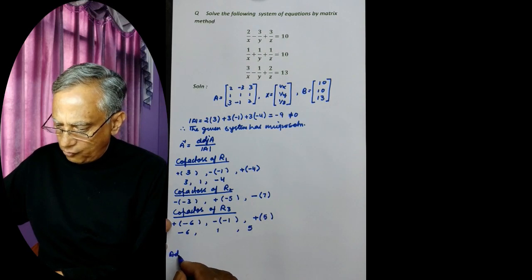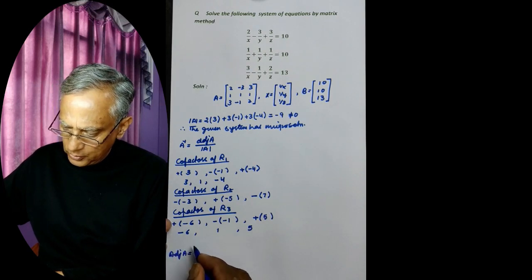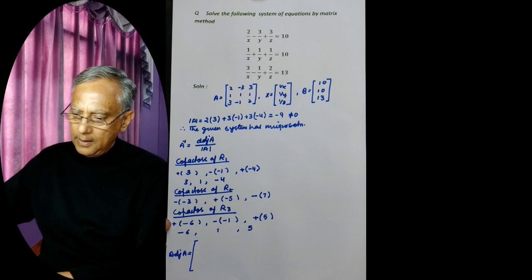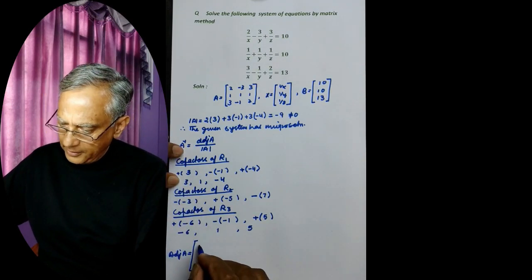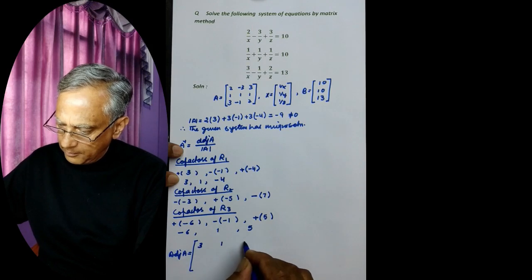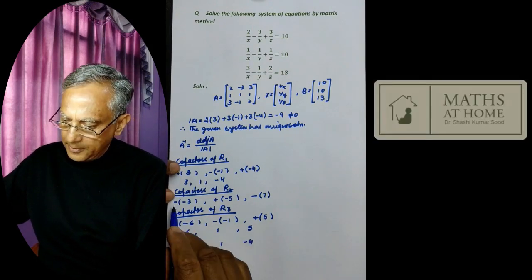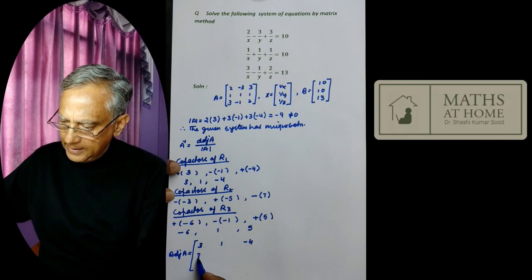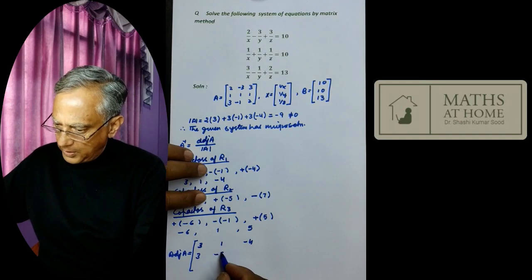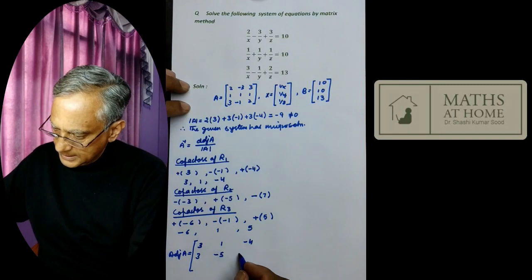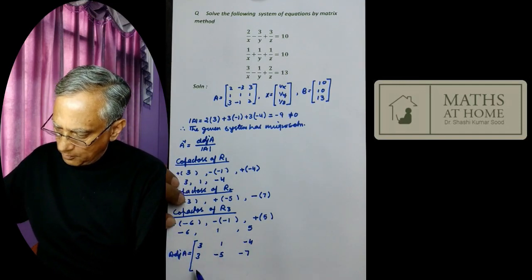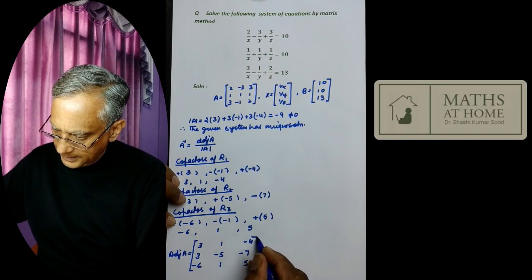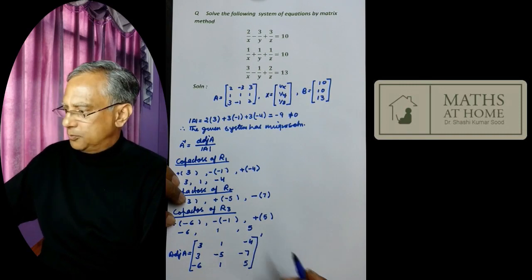Therefore, adjoint of A is equal to: replace each entry by its cofactor. So this entry will be replaced by 3, 1, minus 4. This will be minus minus 3, this will be minus 5 and this will be minus 7. And this minus 6, 1 and 5. And take the transpose.